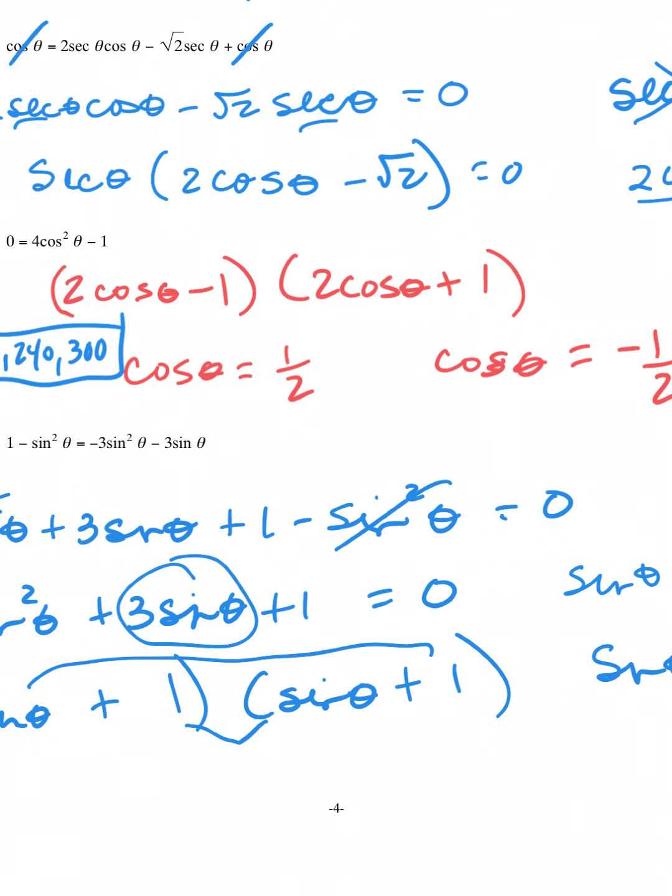And we should have 3 answers on this one. 210, 330, and then the sine is negative 1 is 270. There's only one of those.